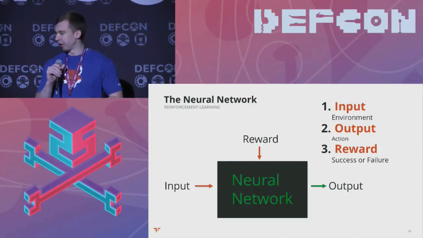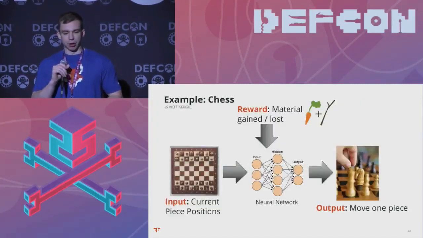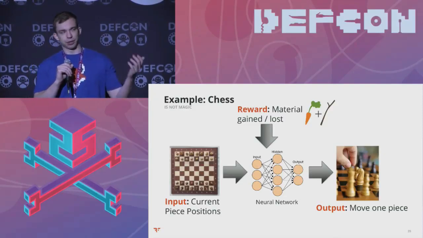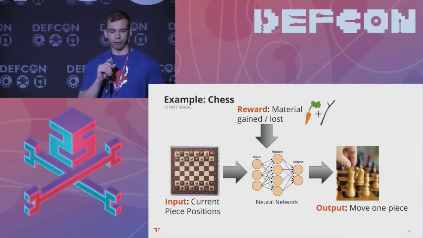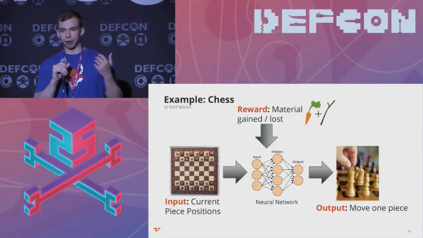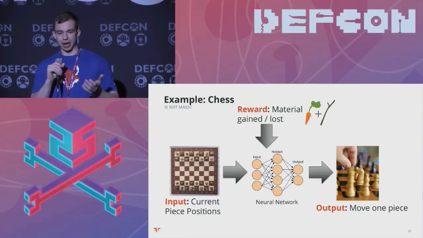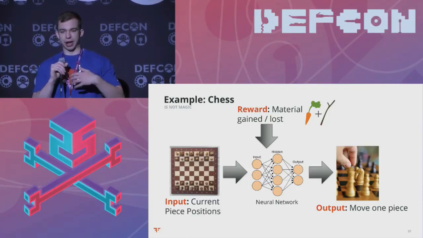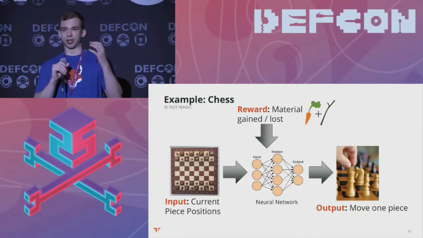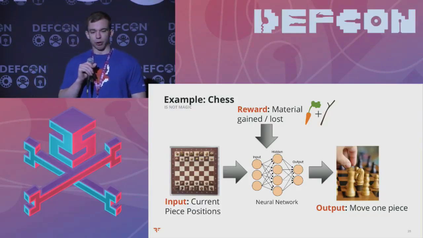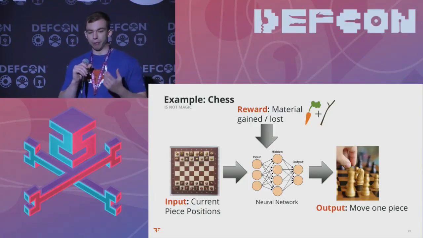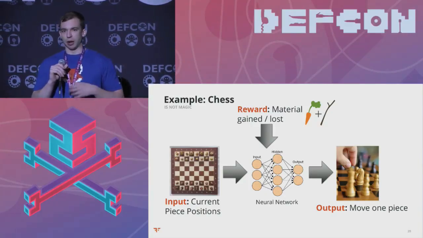So if we're going to have a real concrete example here for our game of chess, our input would be the piece positions of all the pieces on the board. You could put those in an array and have that be the entire state of the program. Your rewards are going to be, if you move a piece, what happened, right?